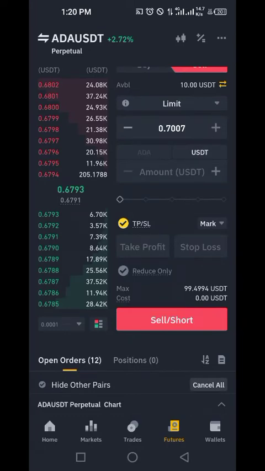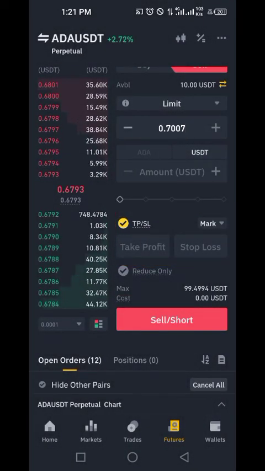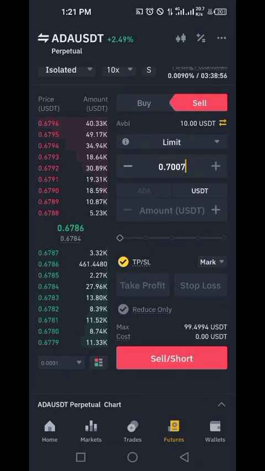Now the next thing I will explain here is the TP and the SL. TP means take profit, while SL means stop loss. Now these two things are necessary when you are taking trades: take profit and stop loss.